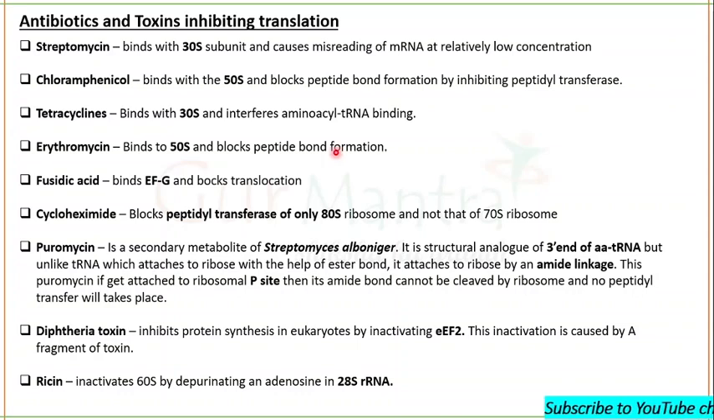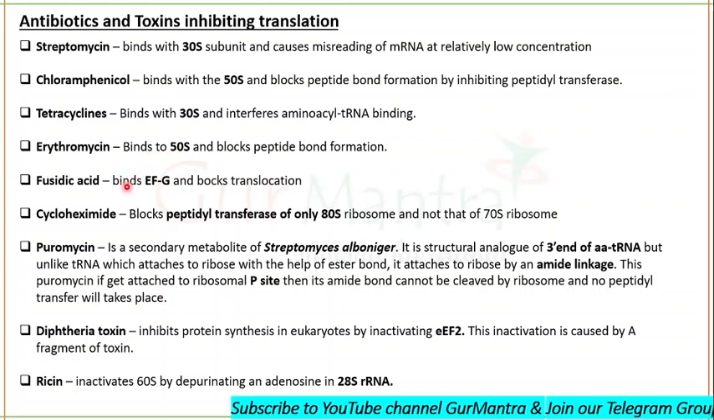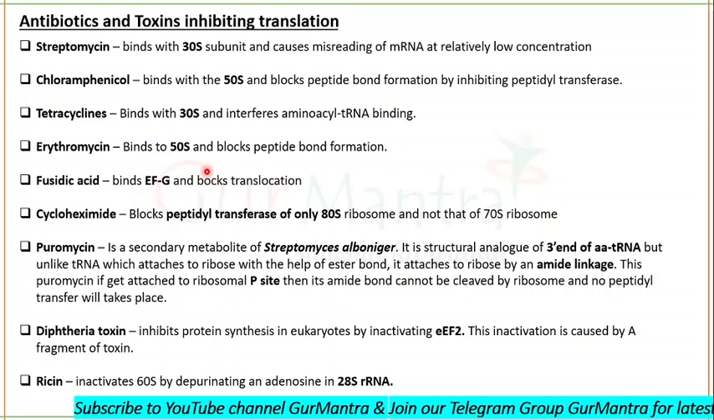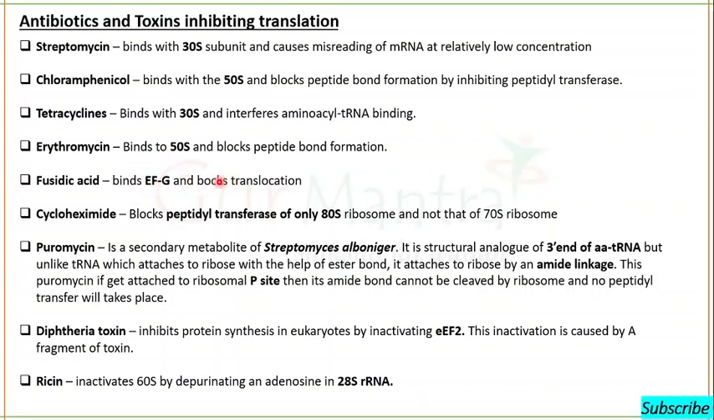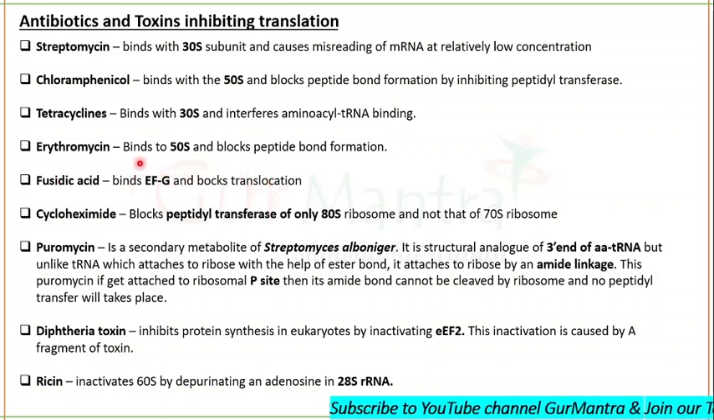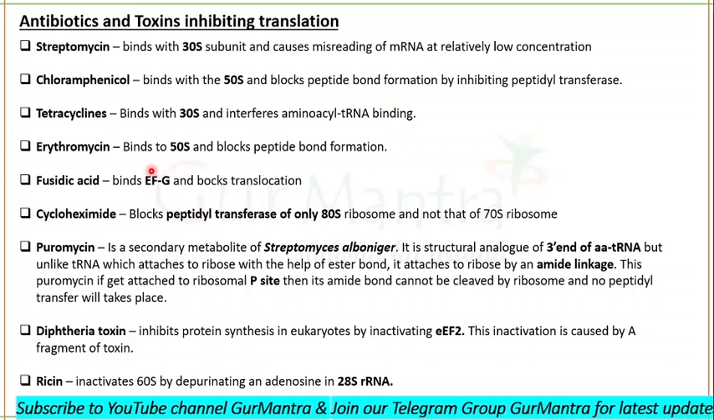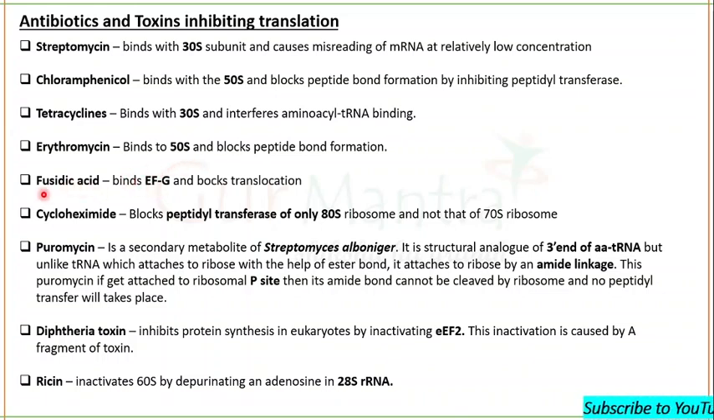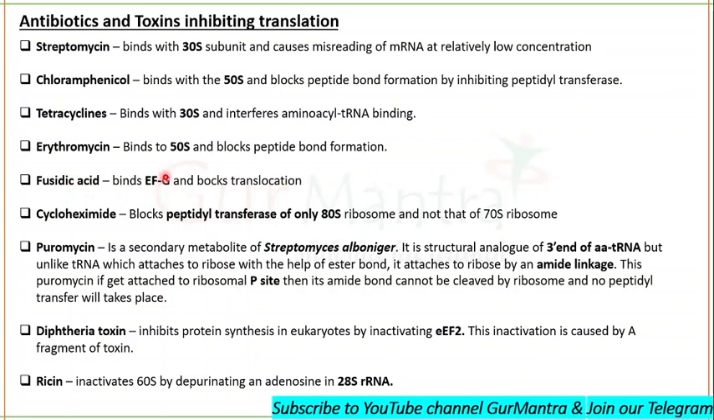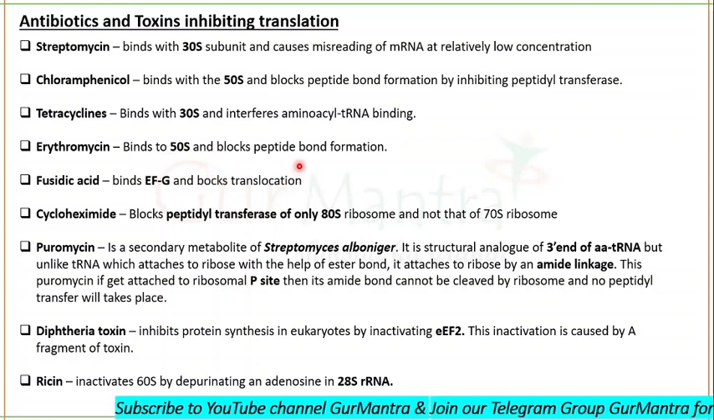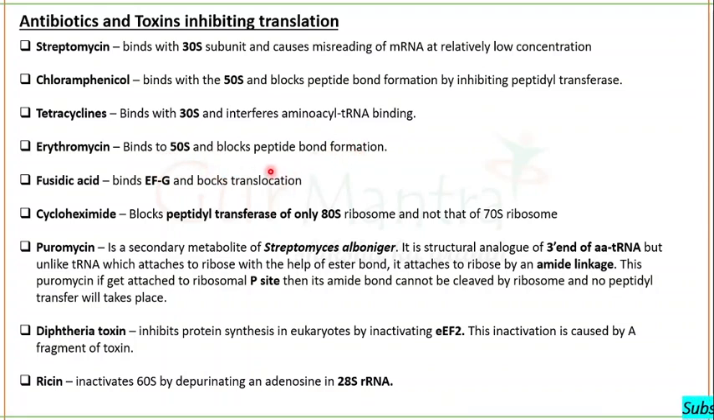Then comes fusidic acid. This acid will bind to elongation factor G, okay, and then it will block the translocation process, and hence elongation factor G is also known as translocase. So that's how this acid is going to block the translocation. Elongation factor G or translocase is the main enzyme, the main factor which is responsible for the translocation of the ribosome over mRNA.